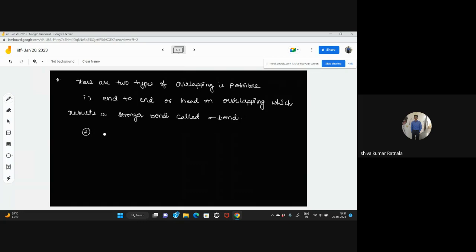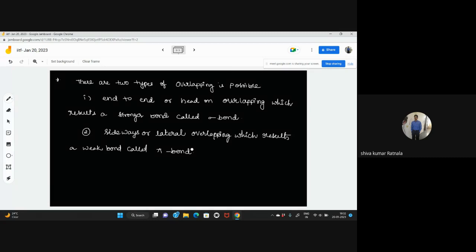Next one is sideways or lateral overlapping, which results in a weak bond called pi bond. Okay, a weak bond which is called a pi bond.